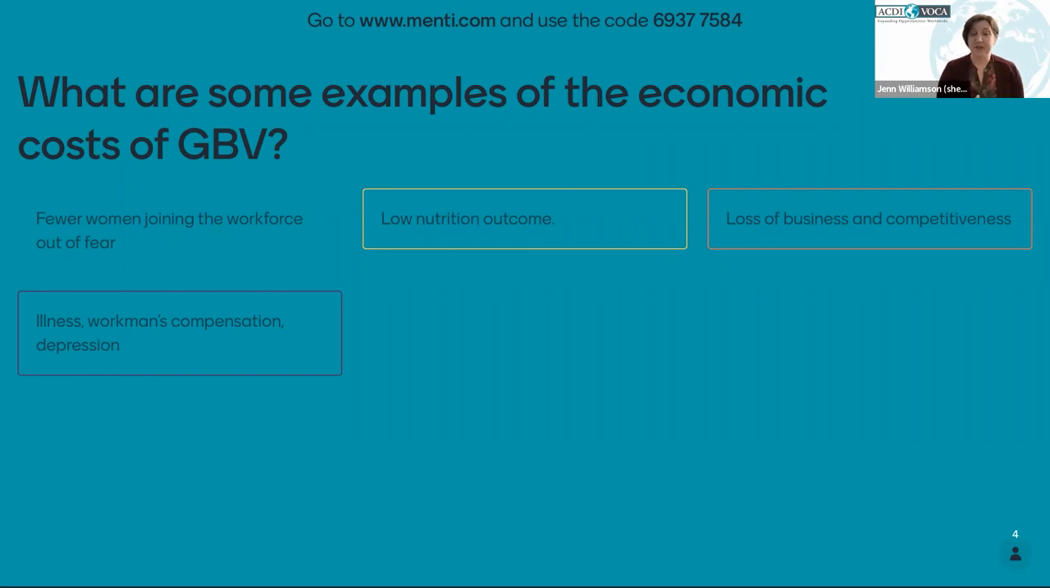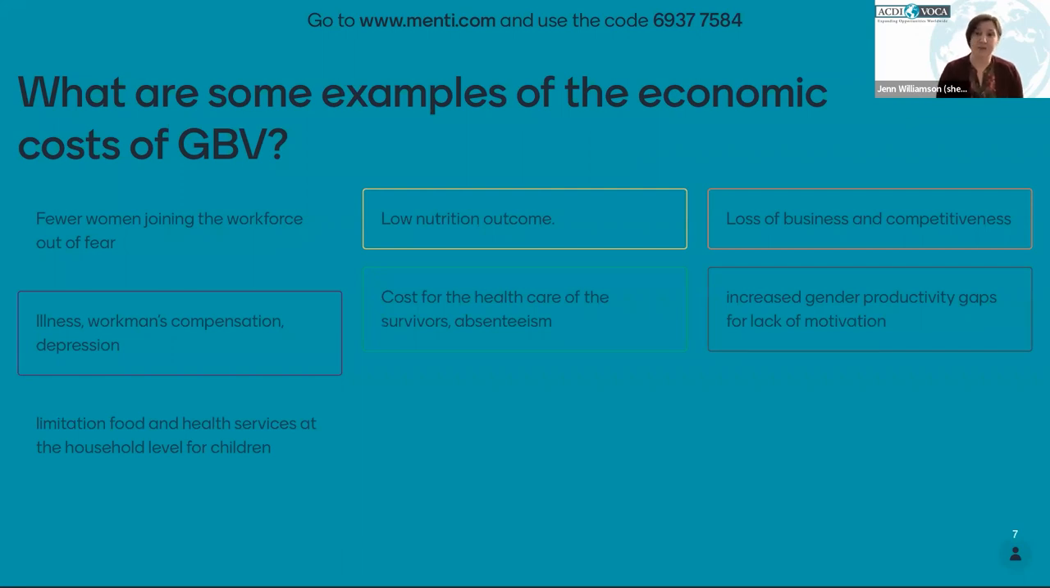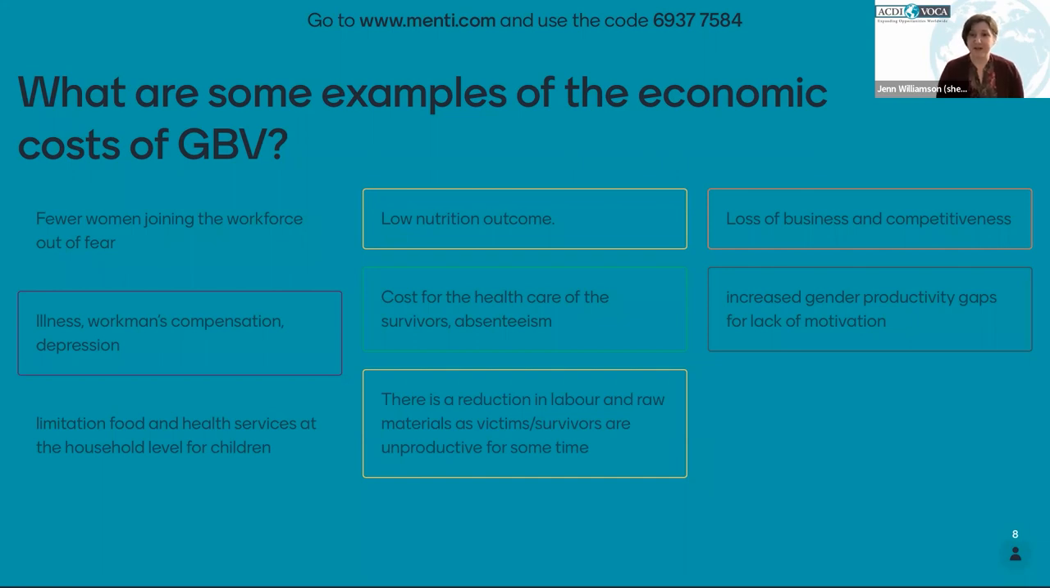That's a great example. Low nutrition outcomes, absolutely. That can come from the lower income they're bringing in, and a number of different longer term or more complex impacts. Loss of business and competitiveness, absolutely. Illness and workman's compensation, depression. Certainly there can be both physical and mental health impacts that have economic costs for the healthcare of survivors, and absenteeism, absolutely. Increased productivity gaps based on gender for lack of motivation, absolutely.